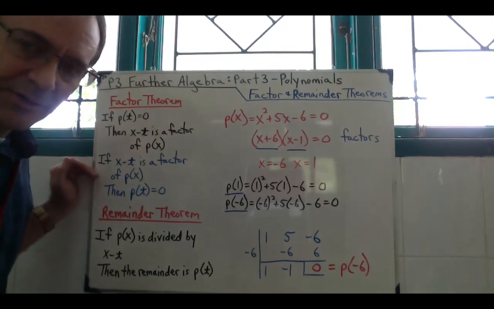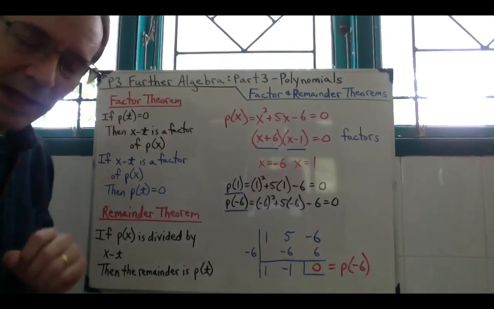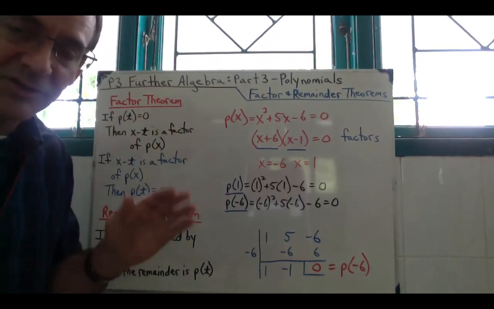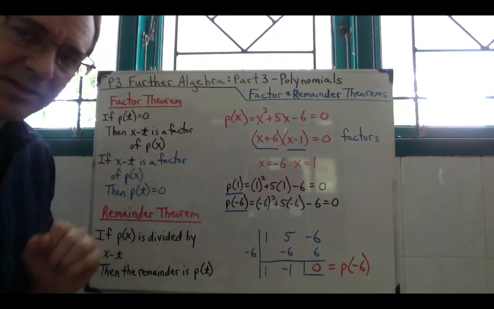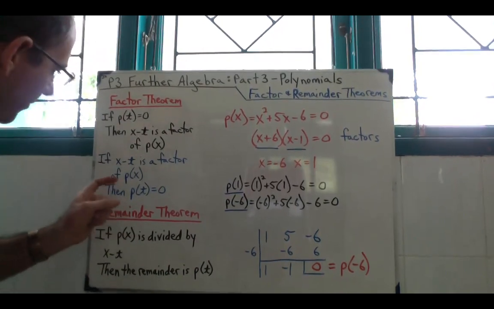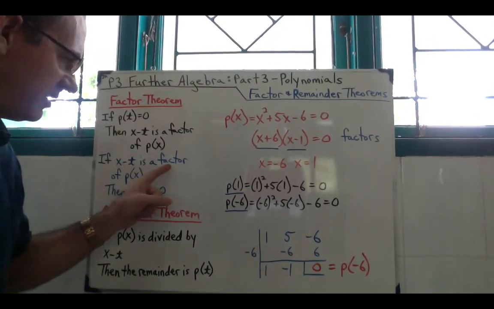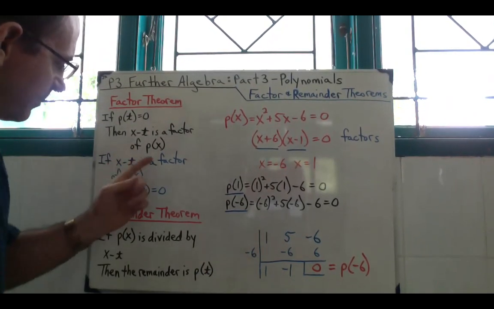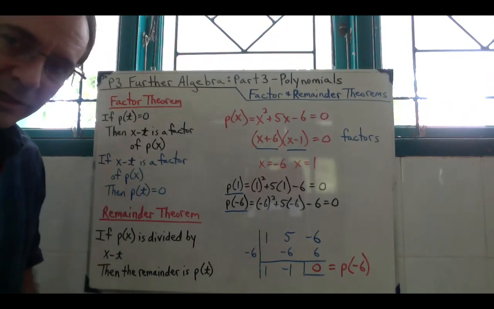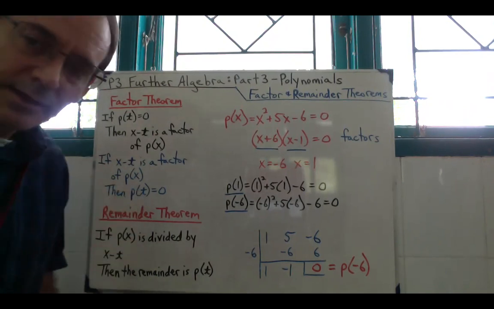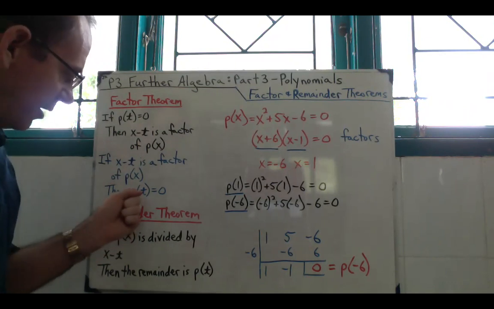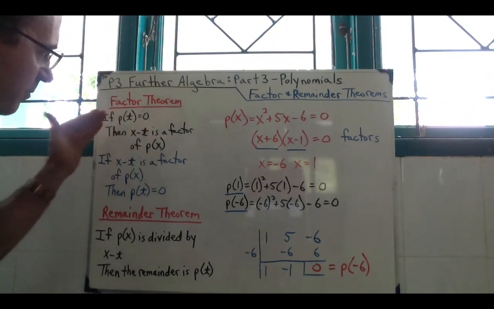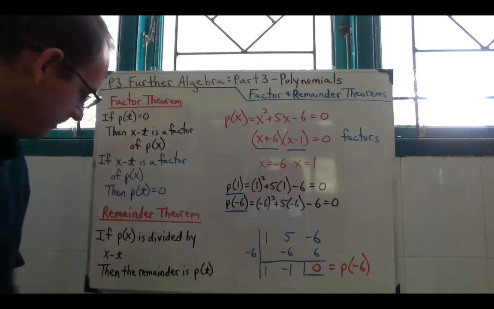For this particular theorem, the converse also happens to be true. The converse logically is not always true, but in this case, the converse is true. If x minus t is a factor, converse means you go the opposite direction. If x minus t is a factor of your polynomial, then if you evaluate the polynomial for t, you will get 0. So this goes both directions for the factor theorem.